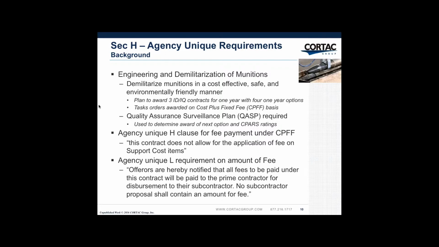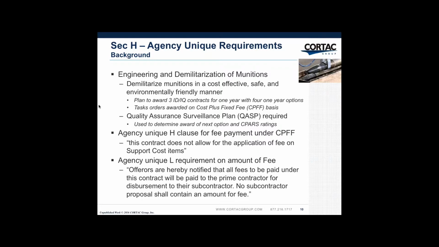Agency unique requirements. This was interesting in that the government had an engineering and demilitarization of munitions contract where they wanted to get rid of all these old munitions in a safe and efficient manner. They had set up an award where they were going to give 3 IDIQ contracts. They asked for quality assurance surveillance plans so that they can evaluate how well you operated on the basic contract and use that to determine whether or not you were going to get any of the four 1-year options. And of course, that would also feed into your CPARs.